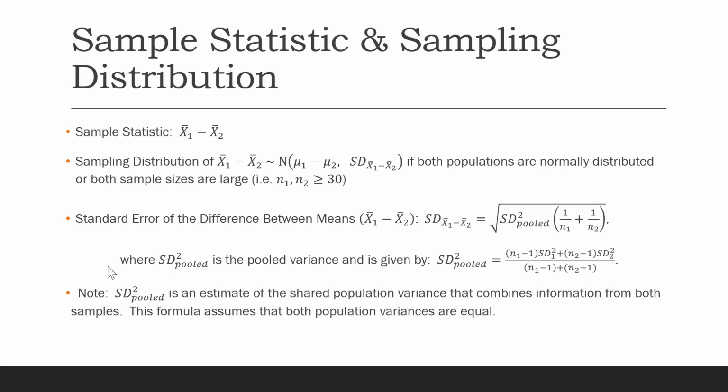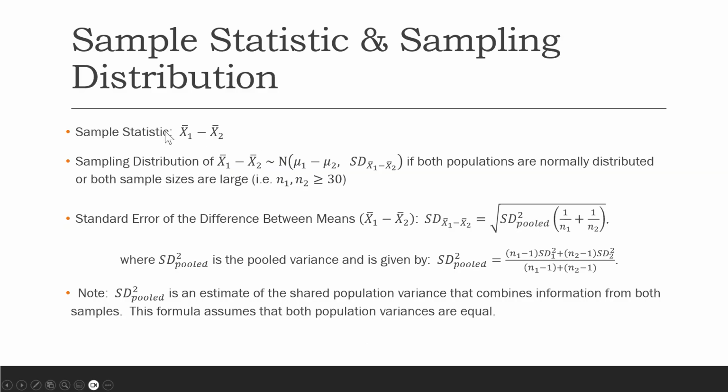Now, one thing about using this formula for the standard error is that it assumes that both population variances are equal. All right. If both population variances are not equal, then this formula has to be adjusted to account for that. And we're going to talk about that a little later.